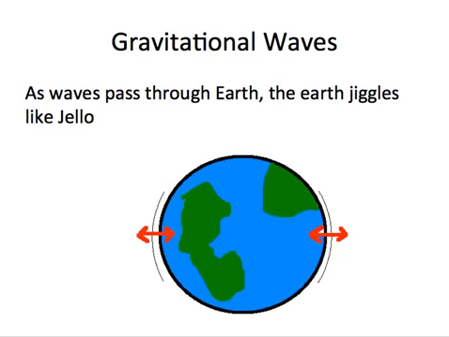And so as these waves pass through, the Earth would jiggle like jello. Granted, a tiny little bit, smaller than the size of a proton, thousands of times smaller than the size of a proton, but that's what happens. That's what the theory says will happen as these gravitational waves pass through Earth.